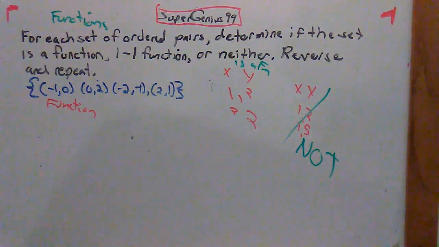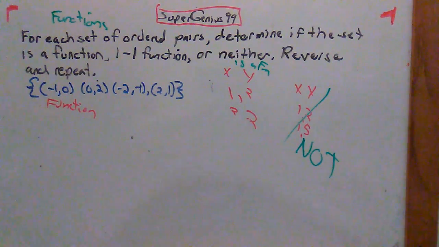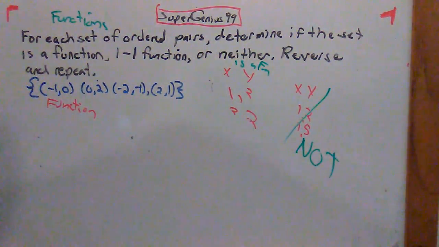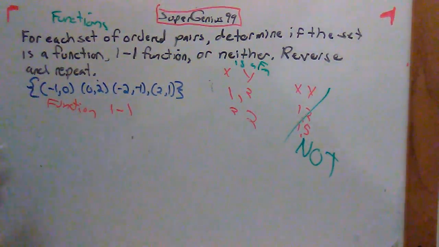So this is a function. Is it a one-to-one function? Well, do any of your y values repeat? 0, 2, negative 1, positive 1? No. So it's a function, and it's also a one-to-one function.